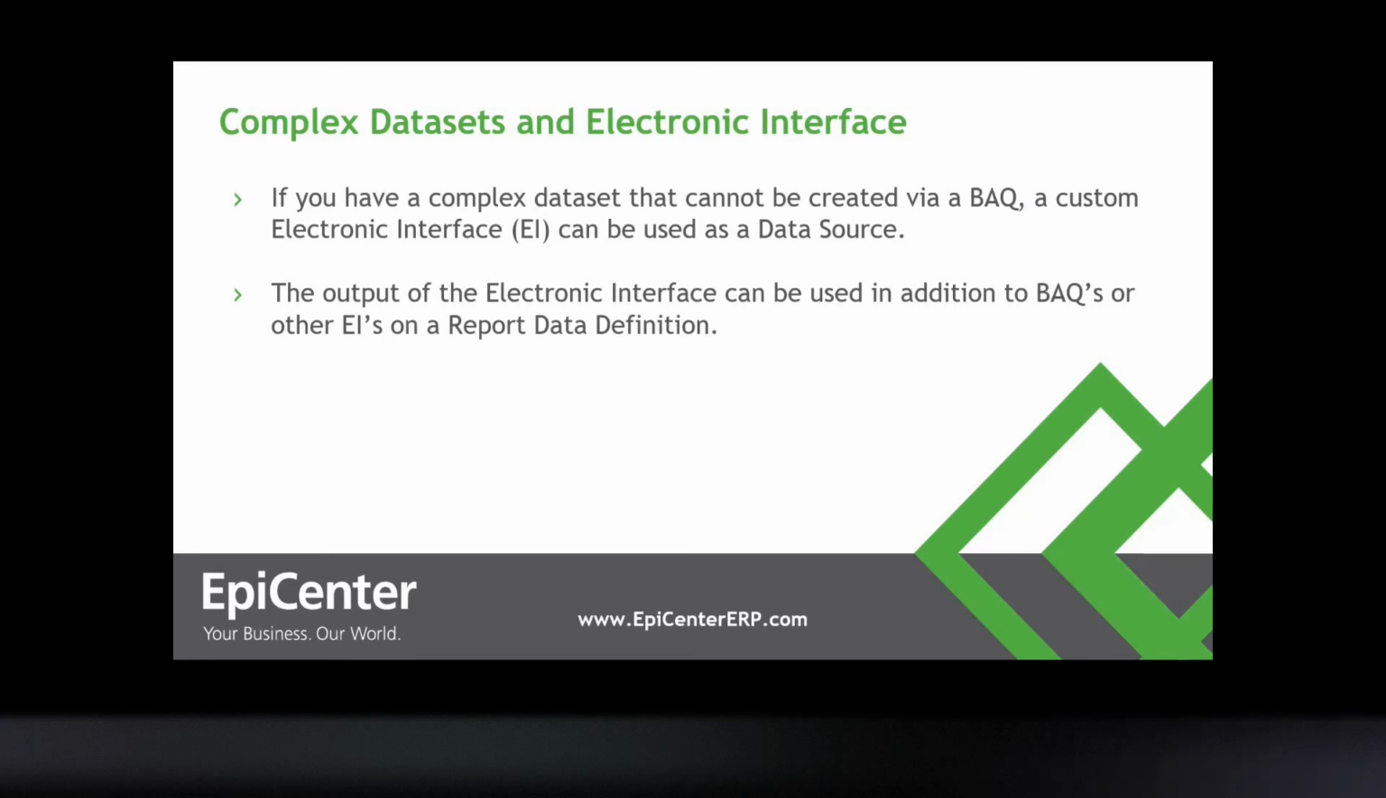Now, the electronic interface is basically a program that resides on the server that's a C#, so you have to create those program files, create the electronic interface, but that electronic interface can be added as a data source in addition to the other BAQs. So you can have multiple electronic interfaces, or an electronic interface and BAQs. I have a customer where I've done a couple BAQs along with an electronic interface, and I can get that information and then use it to create the report.